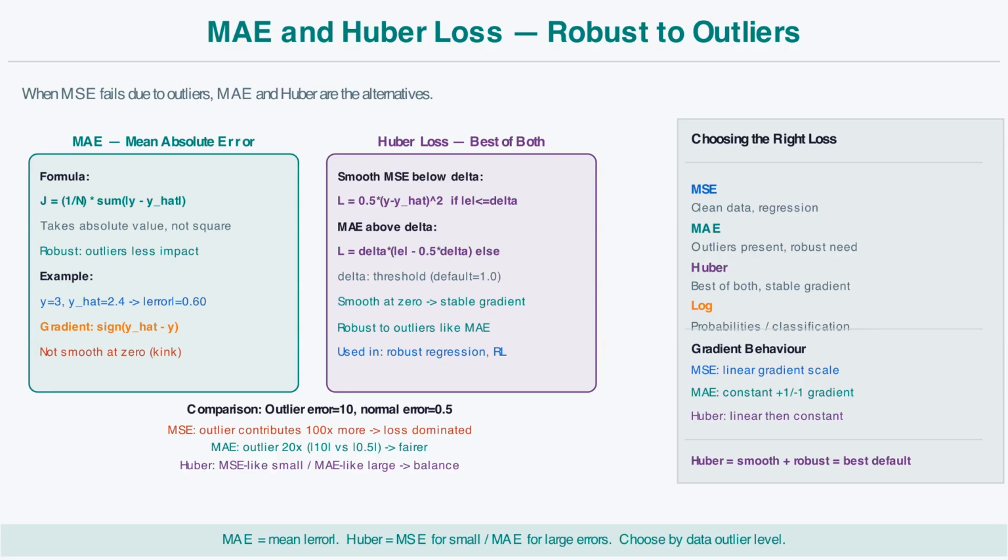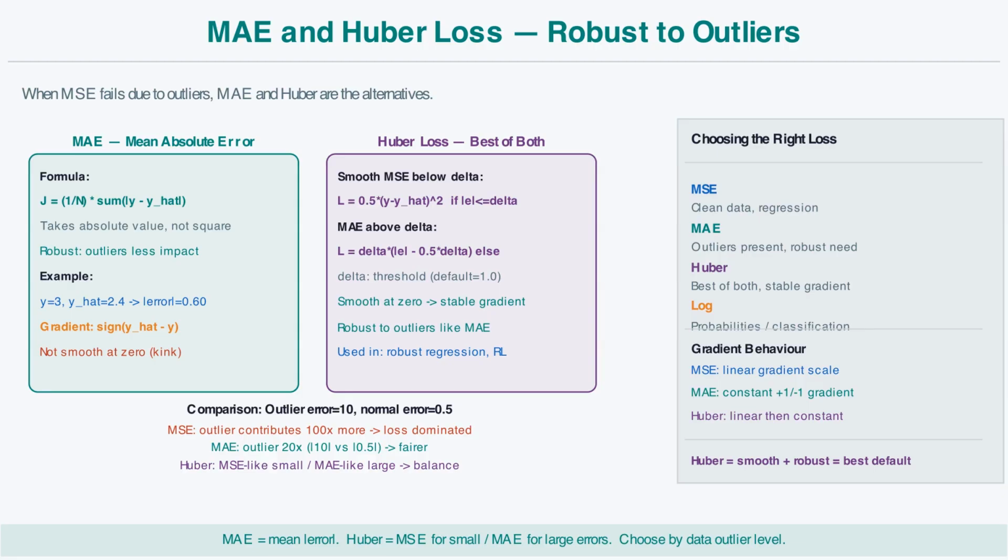Instead of squaring the error, you take the absolute value. An outlier with an error of 1 million contributes linearly 1 million to the total, not quadratically. The gradient of MAE with respect to the prediction is simply plus 1 or minus 1, the sign of the error. This is robust but has a problem: the gradient is constant regardless of how large the error is. Near the minimum, the gradient does not shrink, which makes convergence unstable.